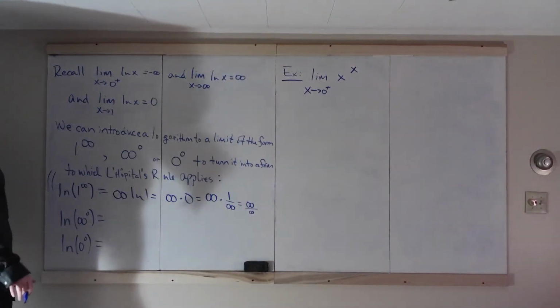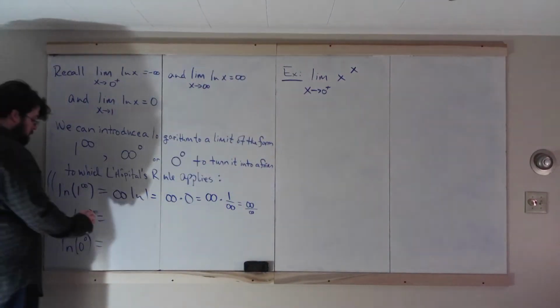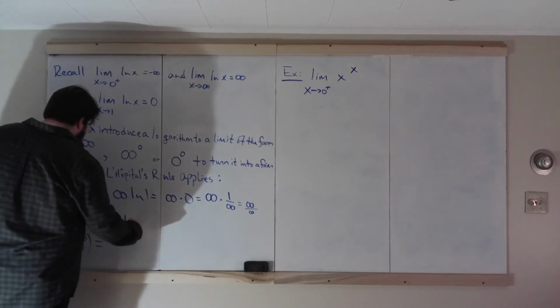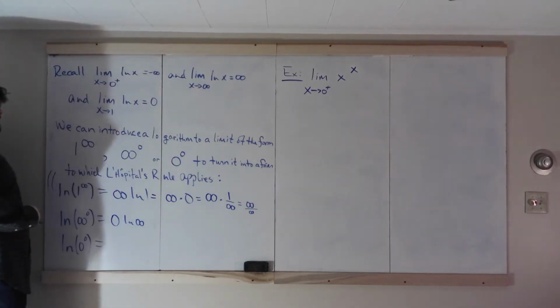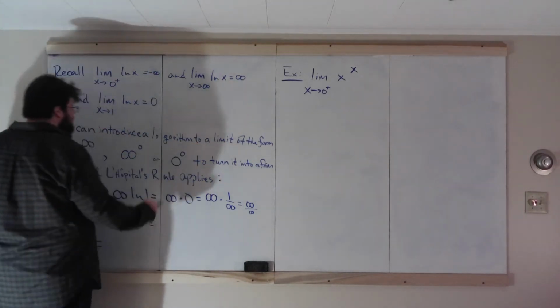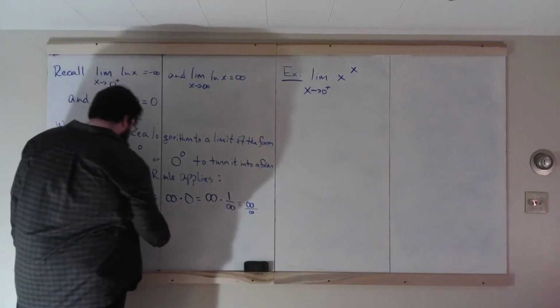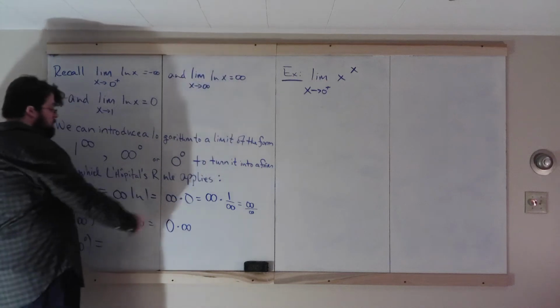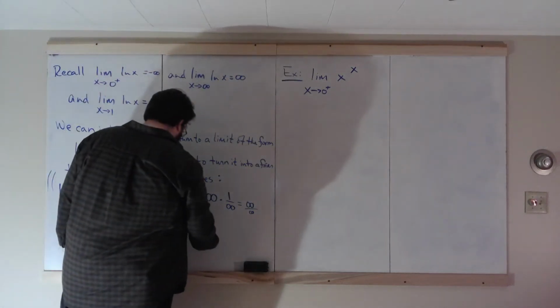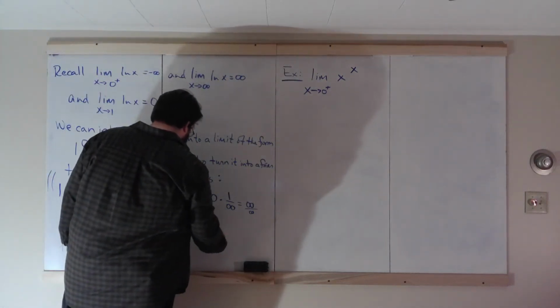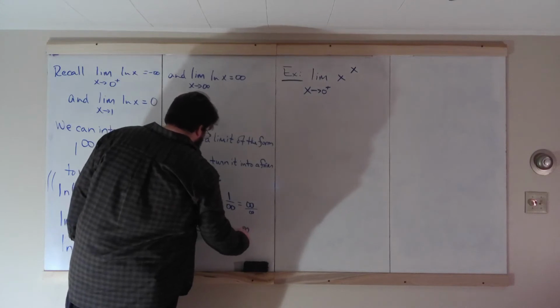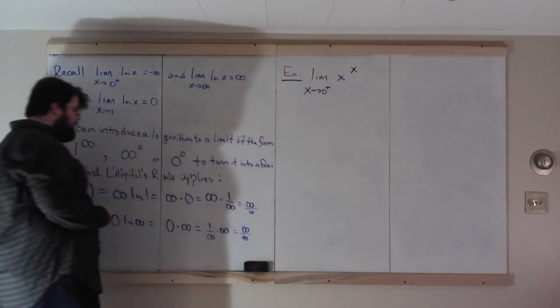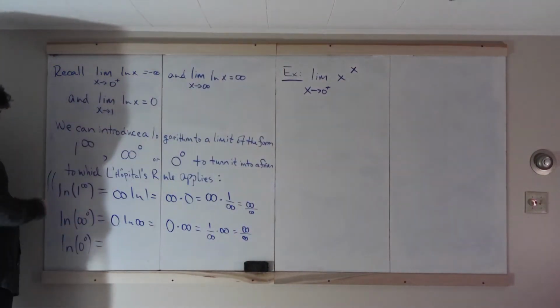What about this infinity to the 0? Well, what do we get? 0 log infinity. As x goes to infinity, log x goes to infinity. 0 times infinity, and then we can throw that 0 in the bottom. 1 over infinity times infinity equals infinity over infinity. L'Hopital's rule applies.